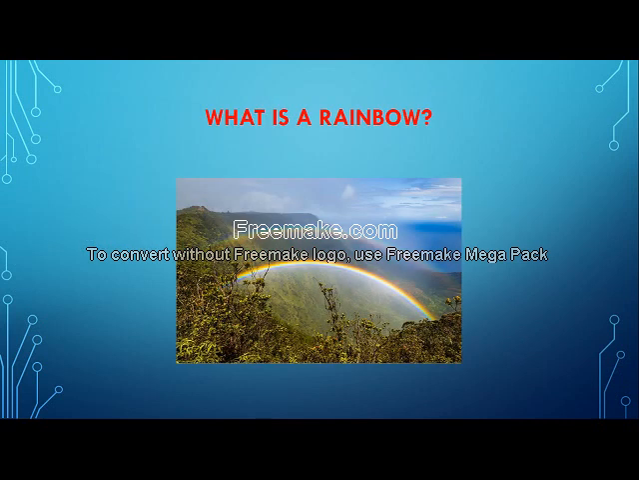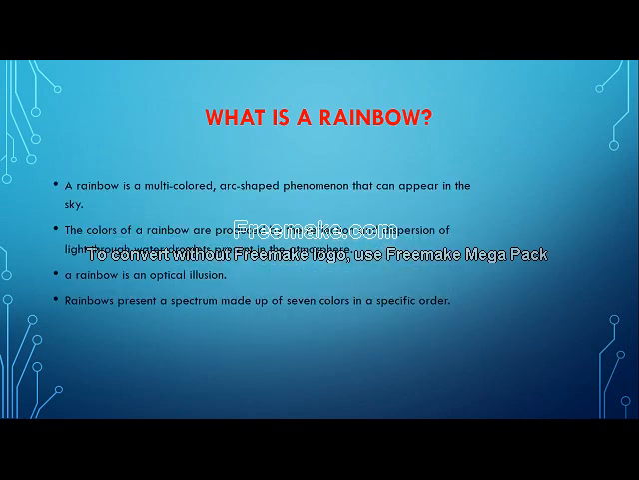Now, one very important phenomenon that you all must have observed in nature, and in this monsoon season there were many beautiful rainbows in Mithapur. Sometimes we were able to see two rainbows also. That is why I have taken the same picture. Now children, what is a rainbow? It's a multicolored arc-shaped phenomenon that appears in the sky. The colors of a rainbow are produced by the reflection and dispersion of light through the water droplets that are present in the atmosphere.